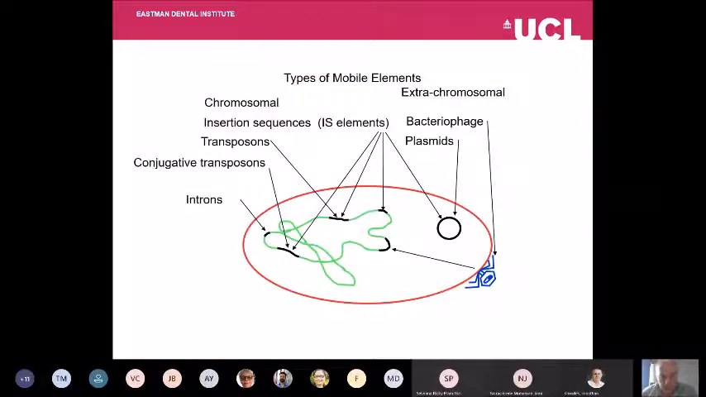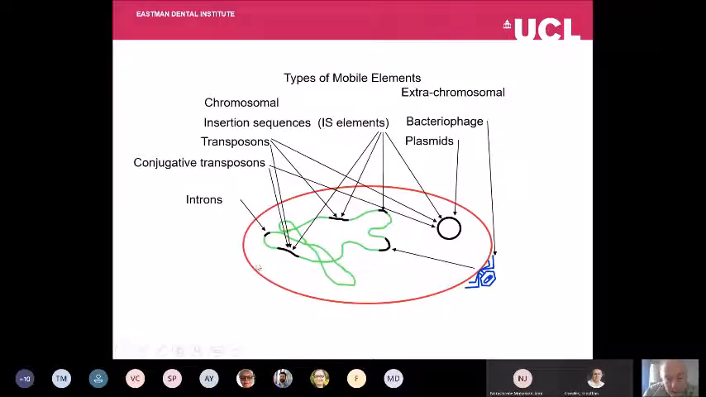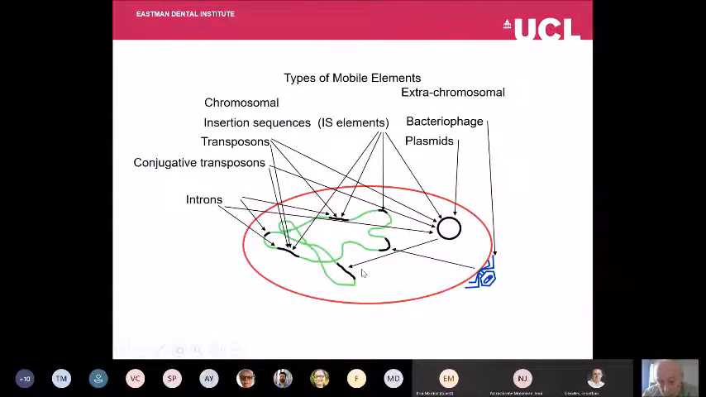And all these genetic elements can interact with each other. Shown here, the IS elements can transpose to different parts of the genome, and they can transpose into plasmids. Transposons can do the same thing. Conjugative transposons can transpose into plasmids, and again the introns can do this, and sometimes plasmids can integrate into the bacterial chromosome.